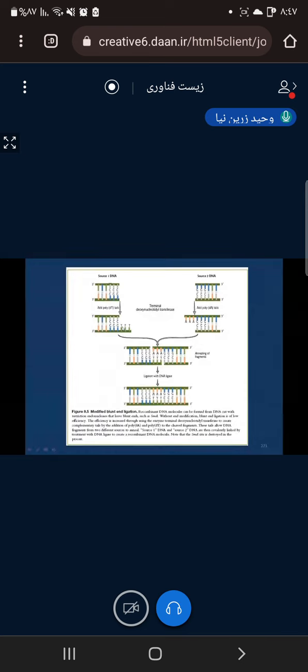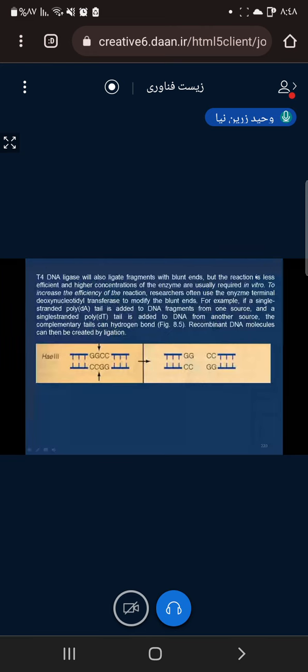As you see, poly-T is added to one of the DNA strands, and poly-A is added to another DNA strand, with an enzyme such as deoxynucleotidyl transferase. Therefore, two blunt ends change to sticky ends, and these sticky ends can join together with high efficiency. Okay, therefore this slide is very important.